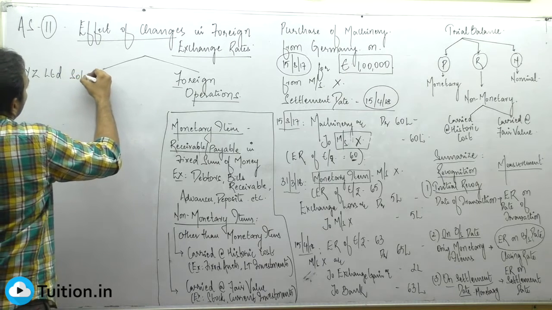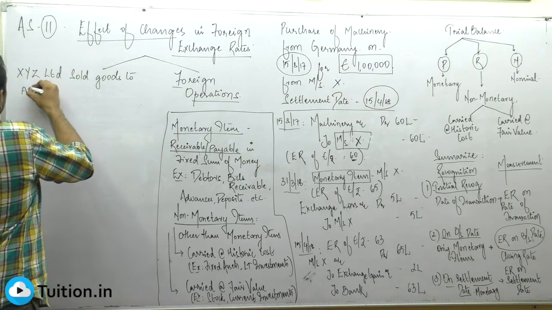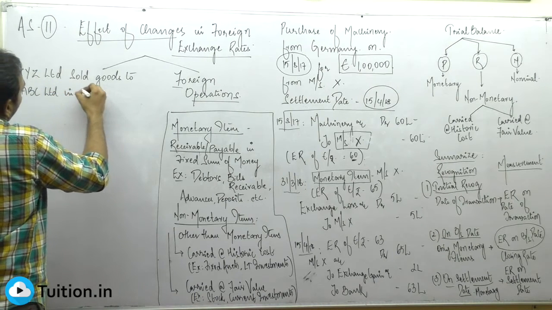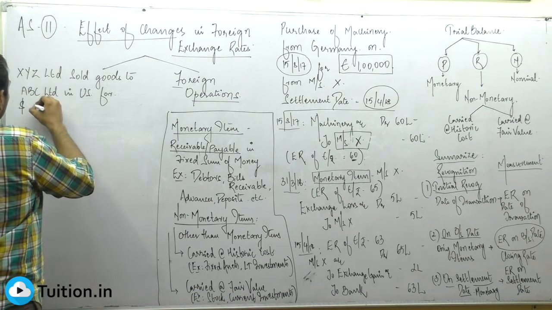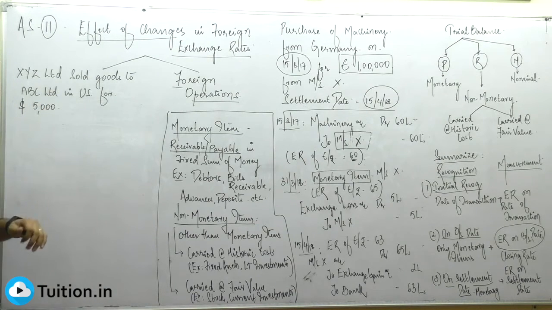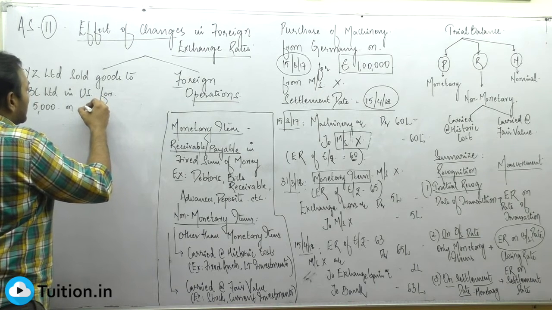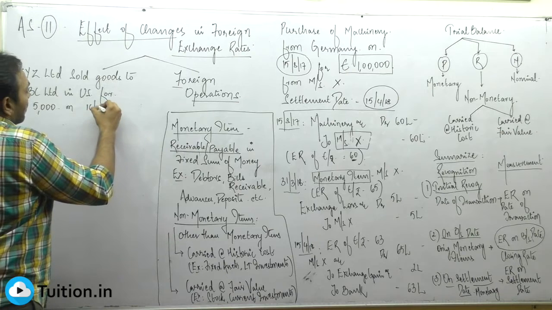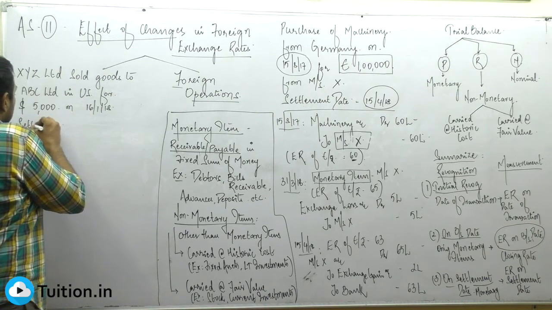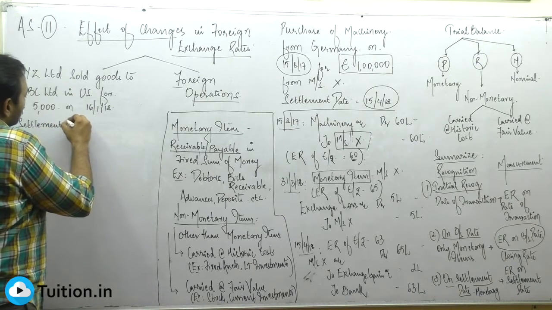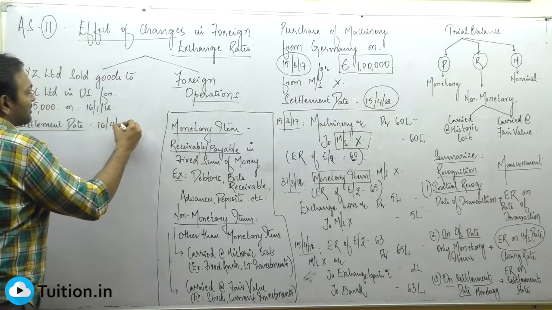XYZ Limited sold goods to ABC Limited in US for 5,000 USD. Such transaction happened on, take some random date, what is today's date? 16 Jan 2018. Let's say this transaction is to be settled, it's a 3 months credit period, so he is settling it on 16th April 2018.